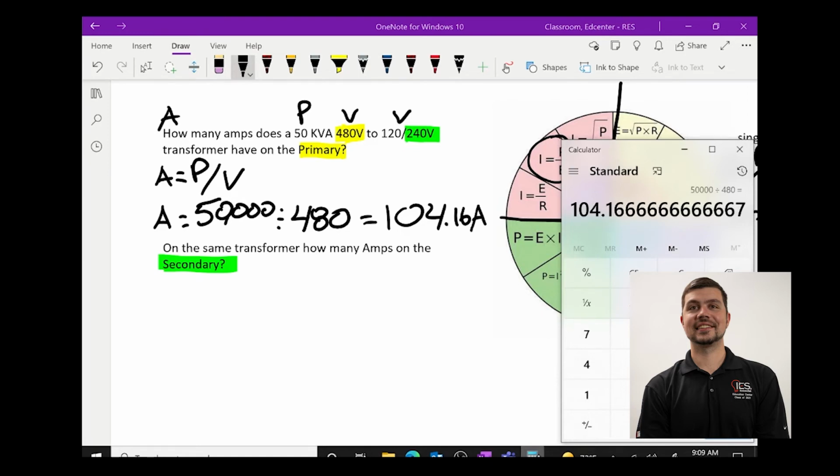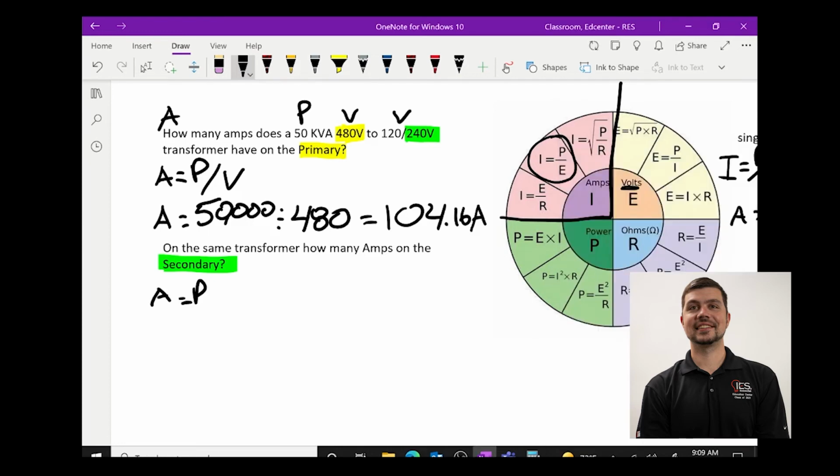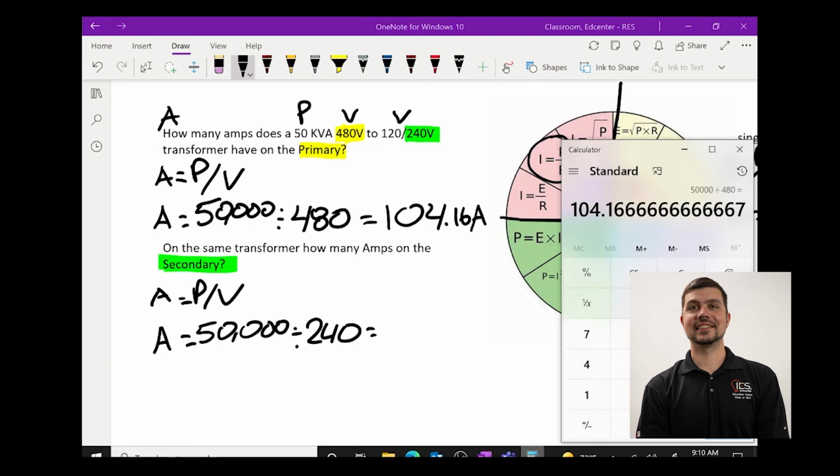If you guys see this pattern here, it should be pretty obvious what's going to happen next. Following the same pattern, amps equals power divided by voltage. Amps equals 50,000 now divided by 240. It's going to be double, but let's just take a look at it. 50,000 divided by 240 now is going to be 208.3.